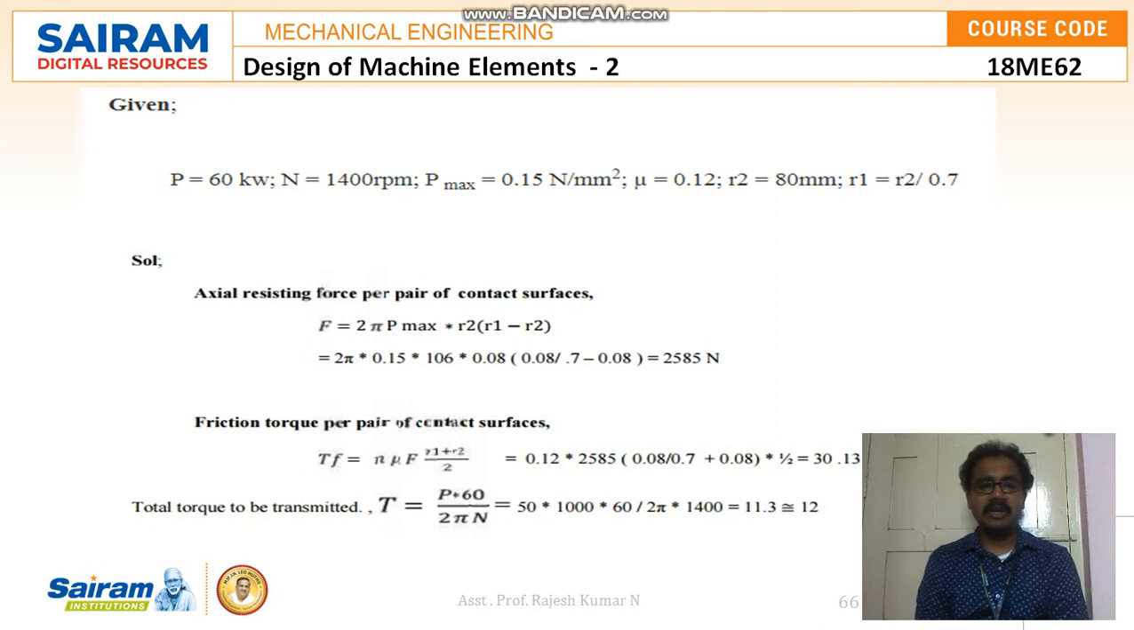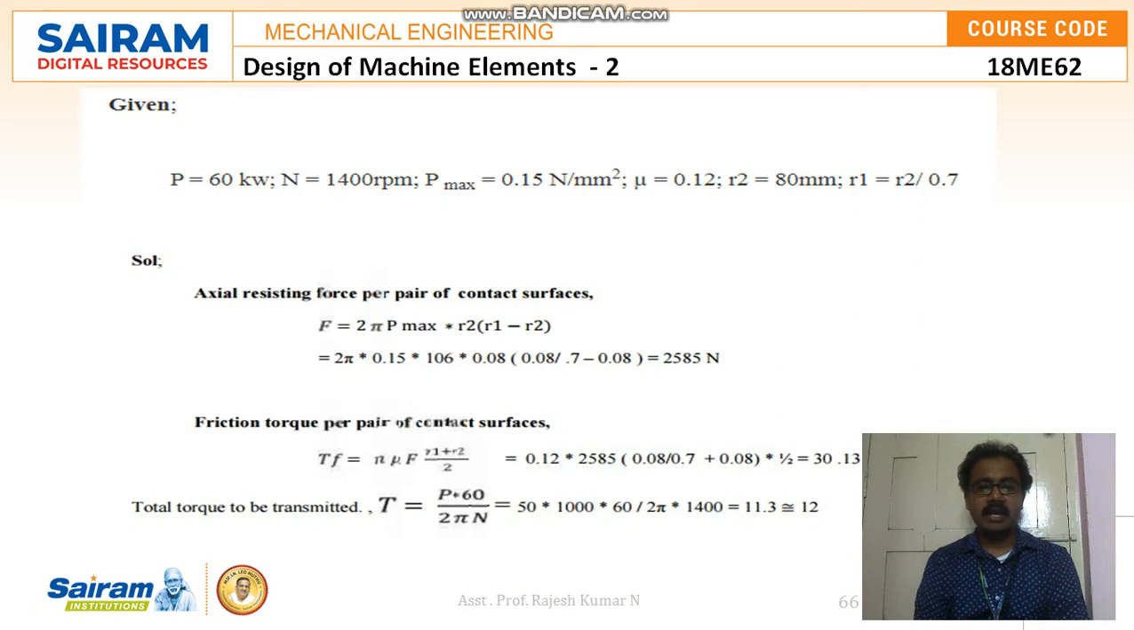And the second one is friction torque per pair of contact surfaces. So the formula is number of contact surfaces into mu into F into (R1 plus R2) by 2. Here they have not mentioned the number of contact surfaces, so let me go with 1. So with the coefficient of friction value 0.12, into the force value 2585, with the radius value R1 plus R2, like 0.08 by 0.7 plus 0.08, into 1 by 2, I'll be getting frictional torque TF equal to 30.13 Newton meter.